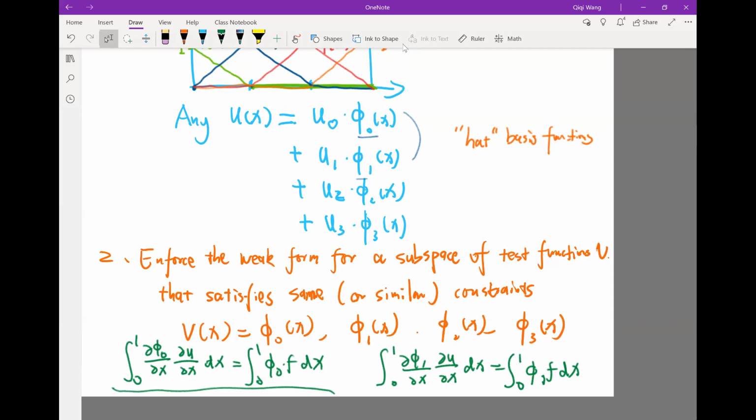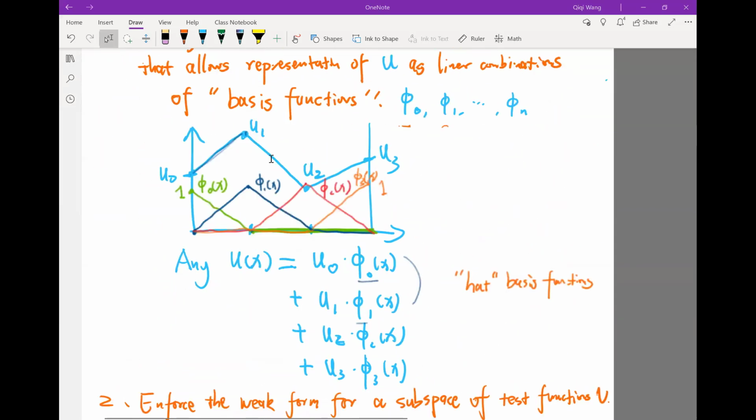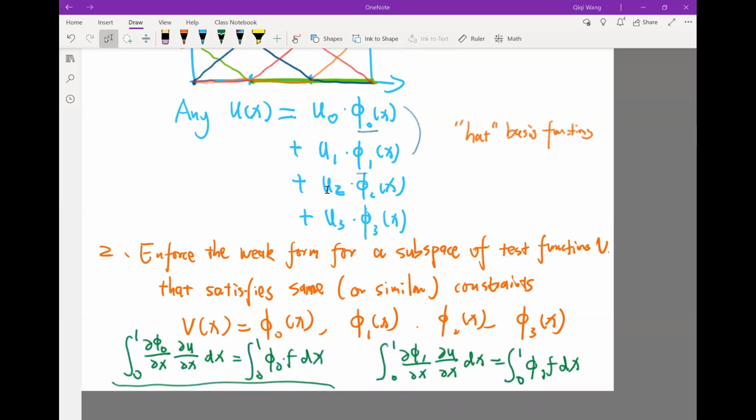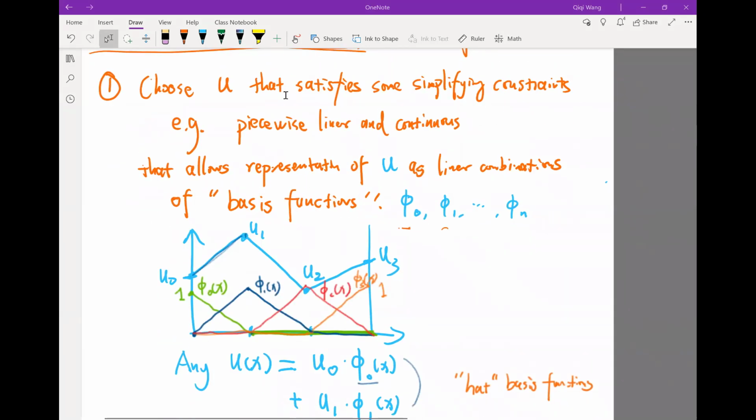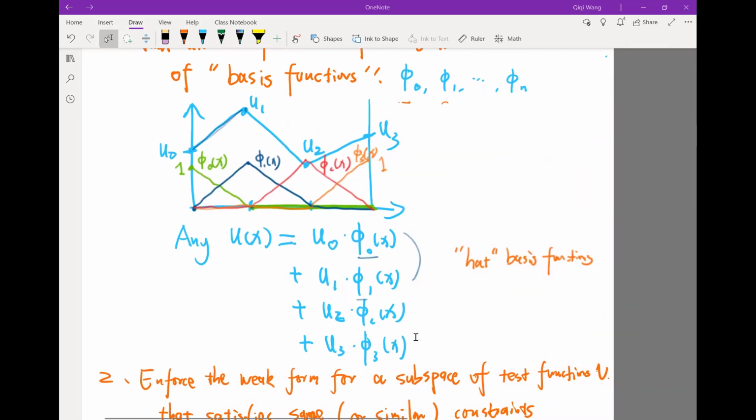Yes? No? Okay, this is really the power of linear algebra in its most general sense, right? So why are we setting v equal to phi? We're setting v equal to not just one phi, but all of these phis, so that we are enforcing the weak form for all possible v's that can be represented as a linear combination of these phis, right? Here we have performed an analysis that says that any piecewise linear and continuous function can be represented as a linear combination of these four phis.